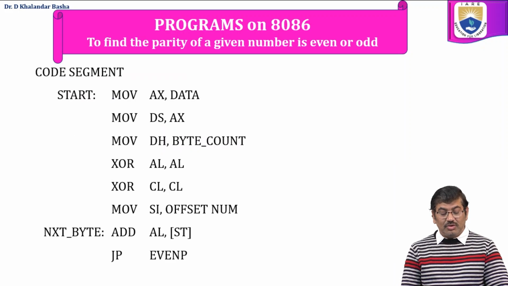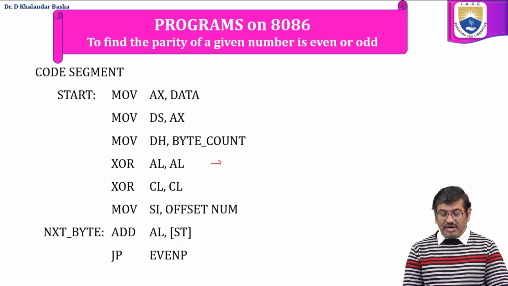In the program, code segment, it is for starting a segment. Segment is the directive. Which segment we are starting here? Code. Then we will load the DS register with the data segment address by using MOV AX, data, MOV DS, AX. How many bytes you want to check, that we are going to load into the DH register. Clear the AL register as well as the CL register.